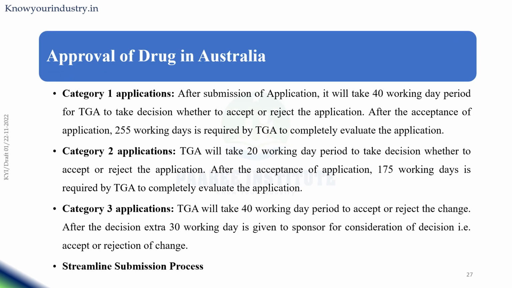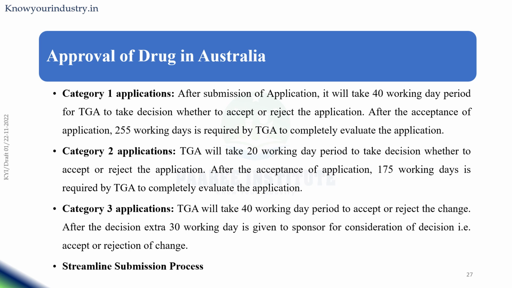Let us see category wise application process. Category 1 applications. These are applications submitted to register a new medicine, new dosage form, new strengths and new generic drug products. After submission of application, it will take 40 working day period for TGA to take decision whether to accept or reject the application. After the acceptance of application, 255 working days is required by TGA to completely evaluate the application.